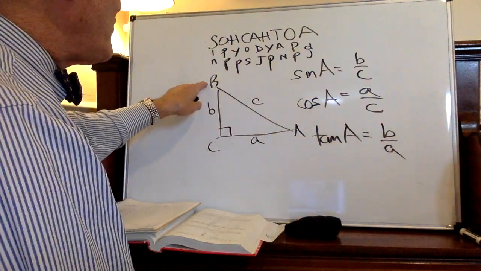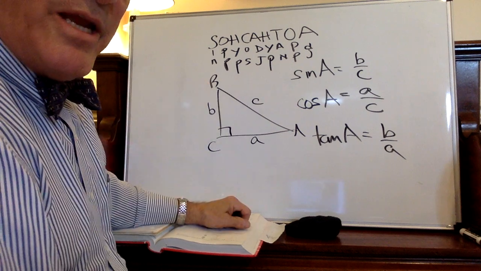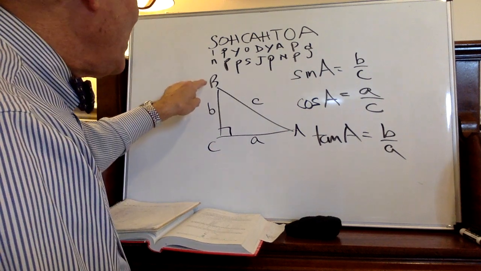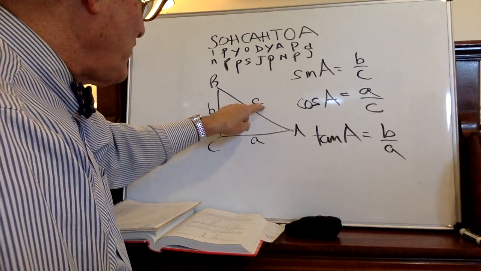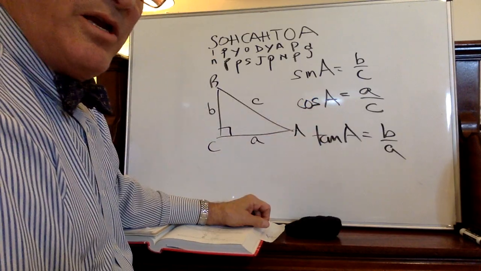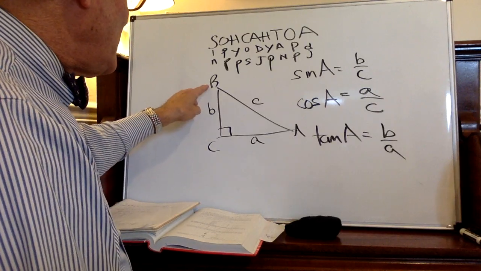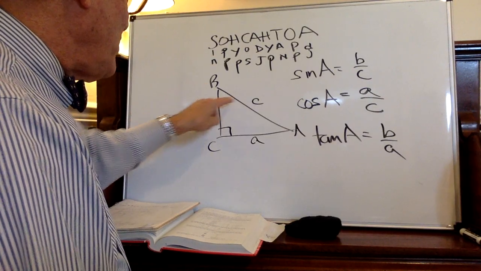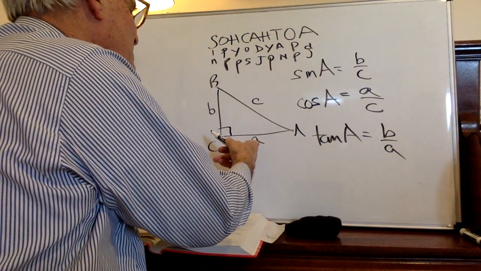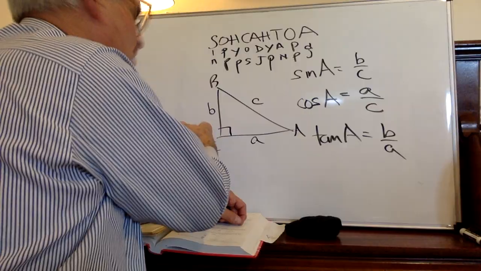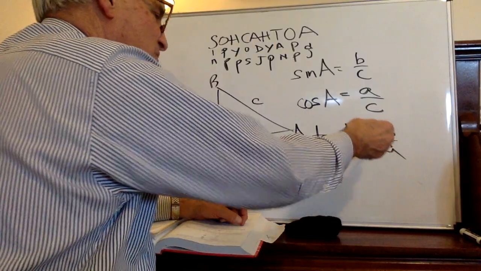I could also talk about the trig functions of angle B. It is also an acute angle of this right triangle. So the sine of angle B would be A over C, opposite over hypotenuse, which is equal to the cosine of A. The cosine of B is B over C, which is the sine of A, and the tangent of B is A over B. The inverse of that.